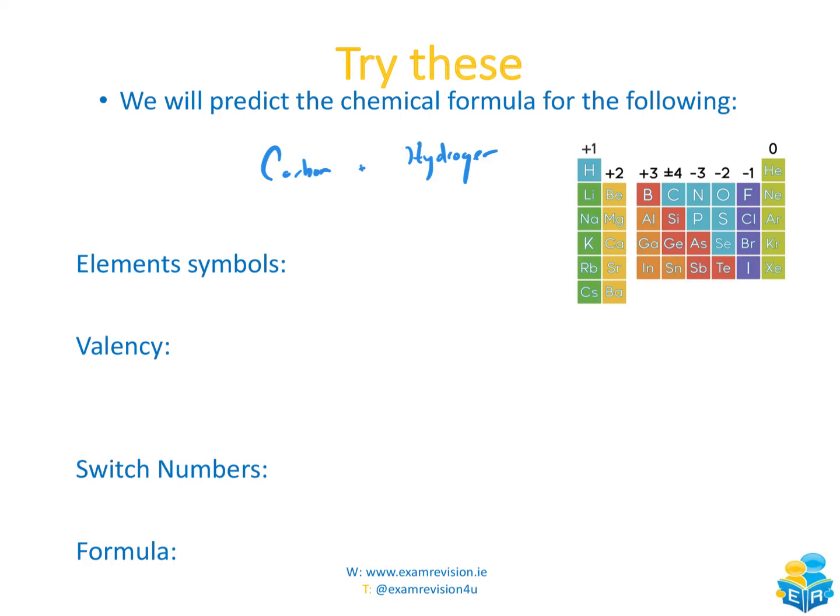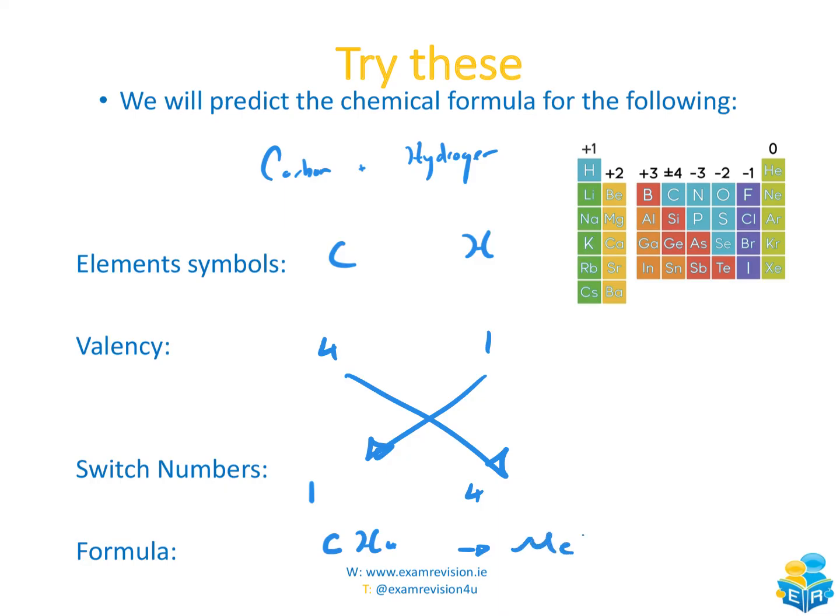So another example here, we have carbon and hydrogen. Carbon is C, hydrogen is H. If we have a look at the valency, carbon is 4, hydrogen is 1. We're going to switch the numbers, and we get 1C, so you can just write C, and then we're going to have 4 H's. And that there is actually methane. So if you ever see CH4, that's methane gas.